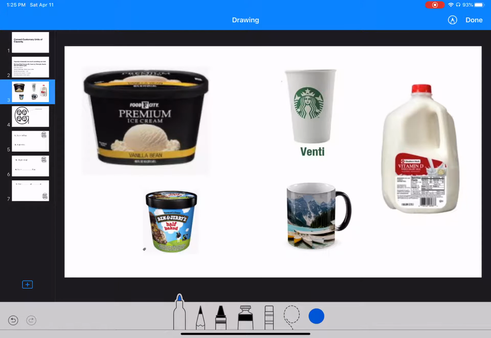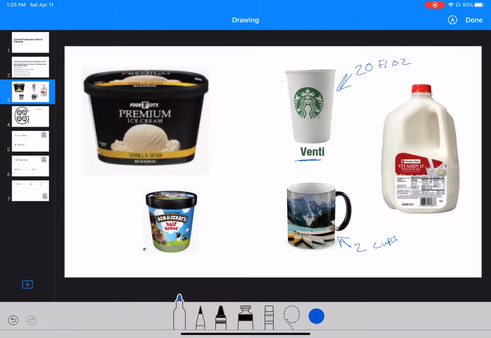So again, a venti coffee from Starbucks is about 20 fluid ounces. So 20 ounces of liquid is what a venti coffee cup from Starbucks would hold. And again, venti means 20. Here we have a mug of coffee. This coffee mug right here holds 2 cups of liquid.